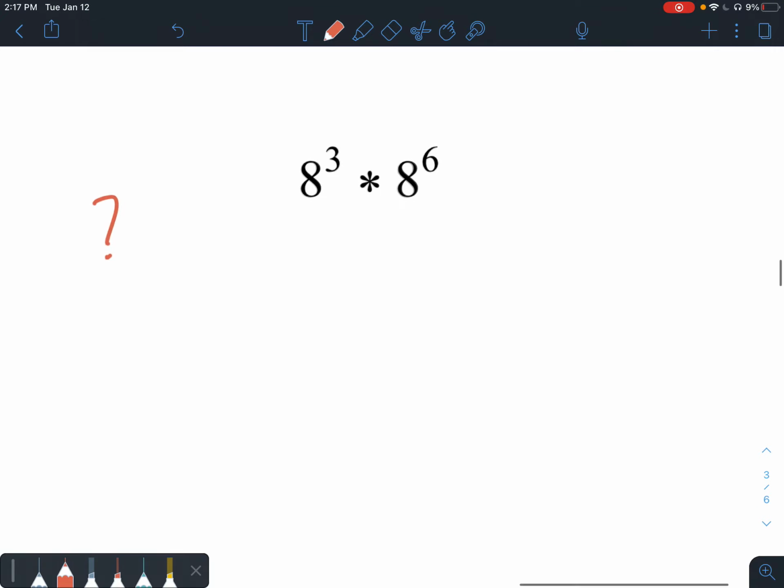Okay, so for this one, we have 8 to the 3 plus 6, because we add those exponents together, and we get 8 to the 9th.